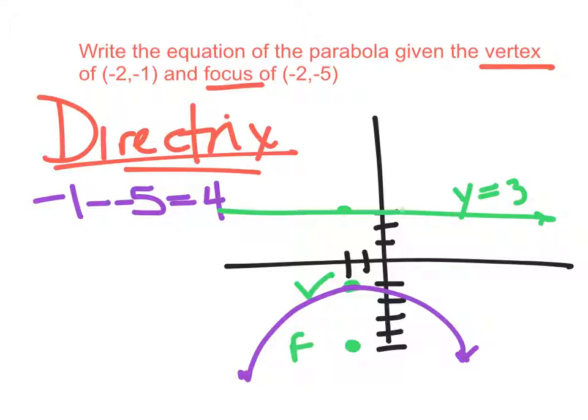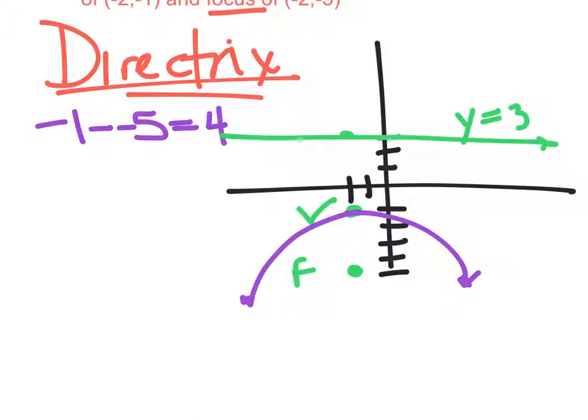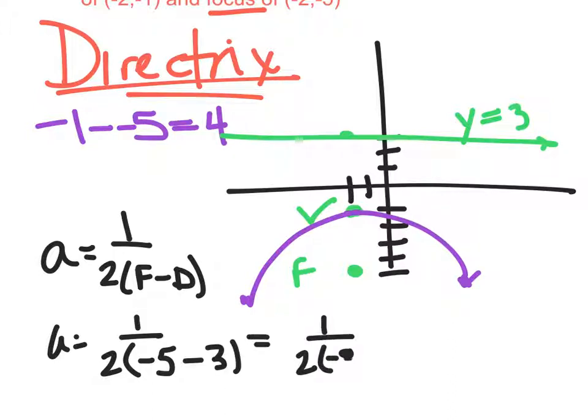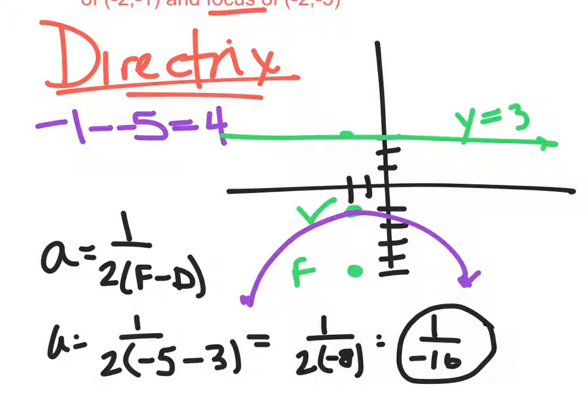All right, now I can go and write the equation. So I need to find my A value, which I know is going to be negative because the parabola is opening down. 1 over 2 times the focus minus the directrix. So that's 1 over 2 times my focus height, -5, minus my directrix height, which is 3. So that's 1 over 2 times -8. So I'm getting 1 over -16 for my A value. And again, it should make sense that it's negative because it's opening down.